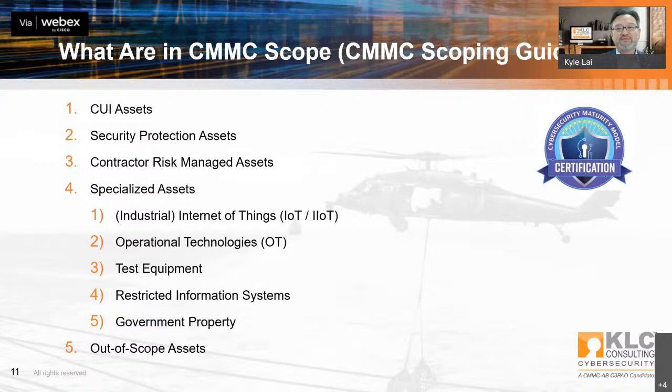Restricted information systems, these are systems that you are implementing specifically based on the government requirements and used to support the contracts. And there are government property assets. These are some of the properties in your organization. However, these are owned or leased by the government, by the DoD. And the last one is the out of scope assets. If you have some assets, you just want to make it clear these are out of scope assets. You can include that into your boundary diagram when you define your scope.